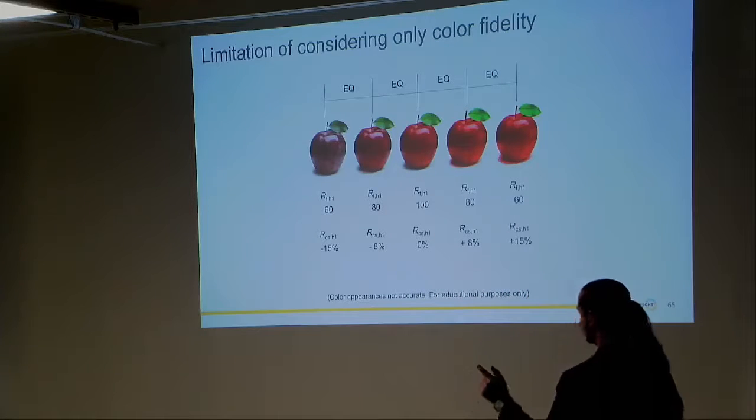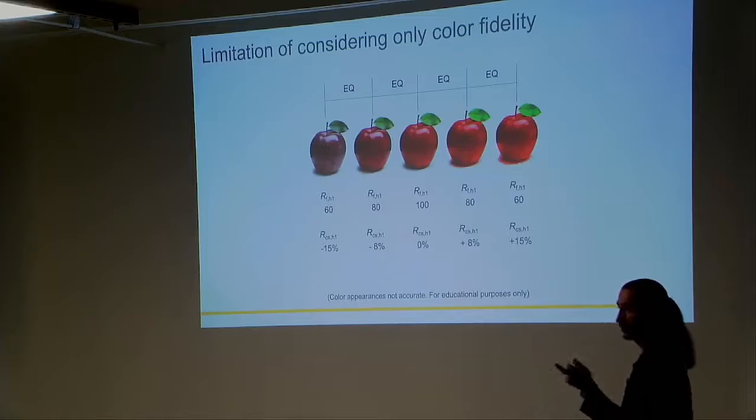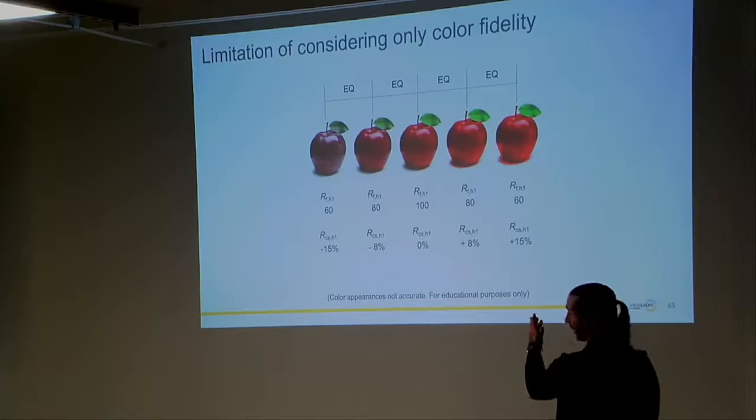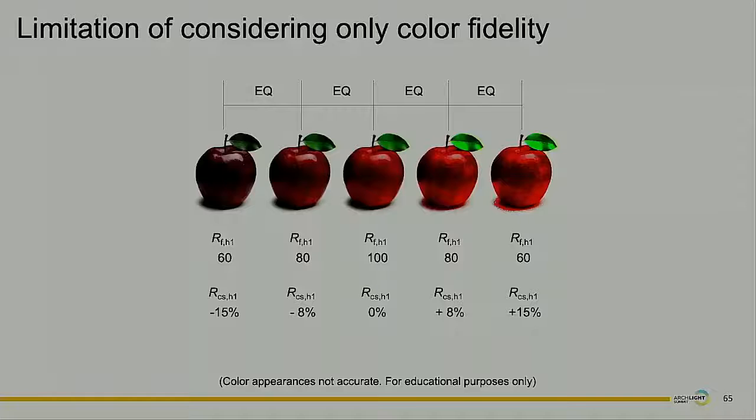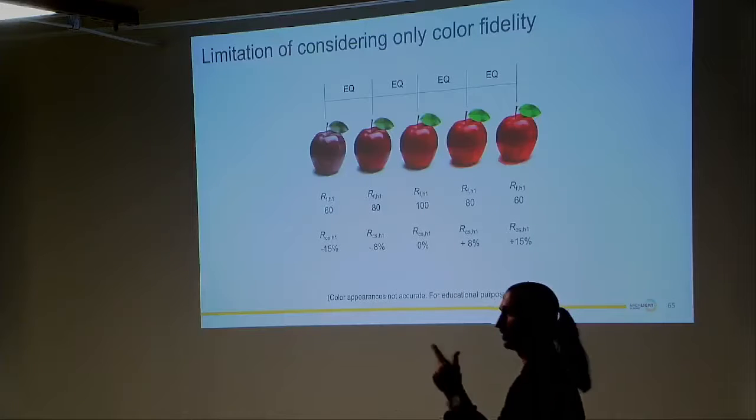Exactly which direction. When you have a perfect match to your reference, there's no change, 0%. As you increase saturation, you get a positive percent. As you decrease saturation, a negative percent. It's a measure that tells us exactly what's happening to the colors. This is the power of TM-30.